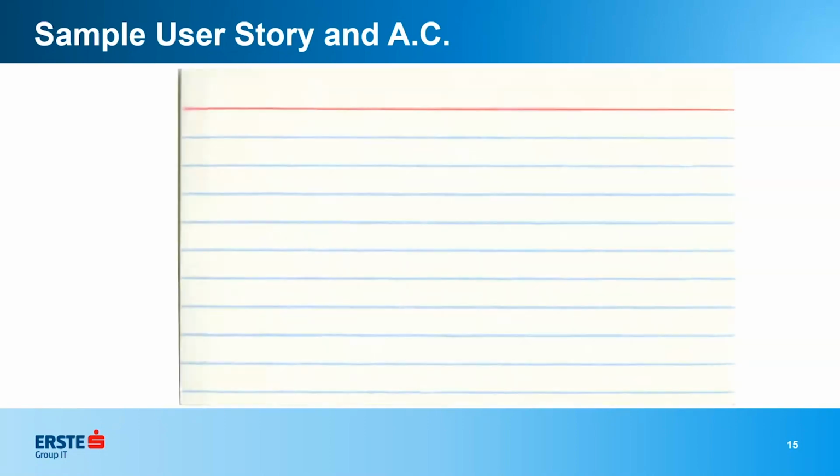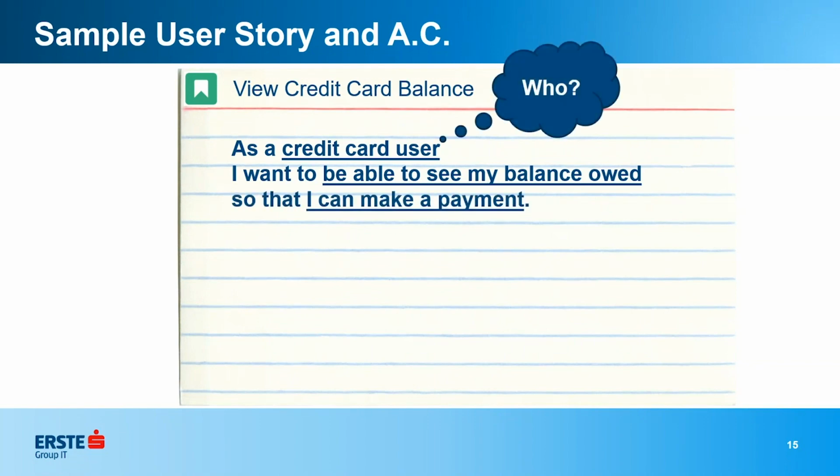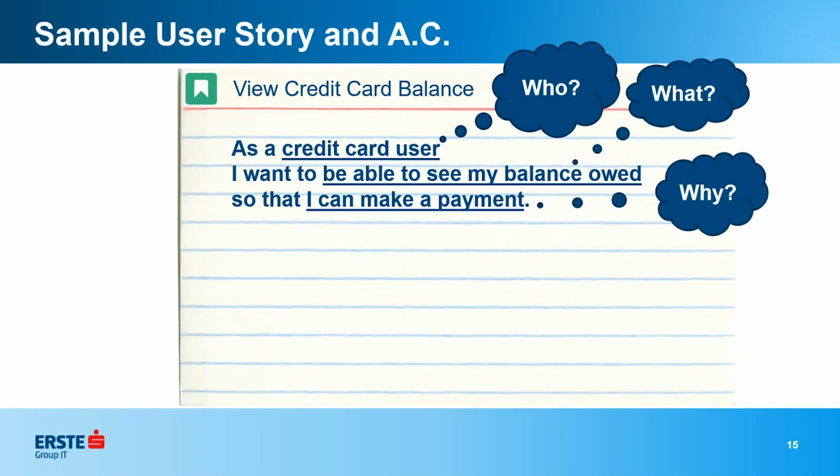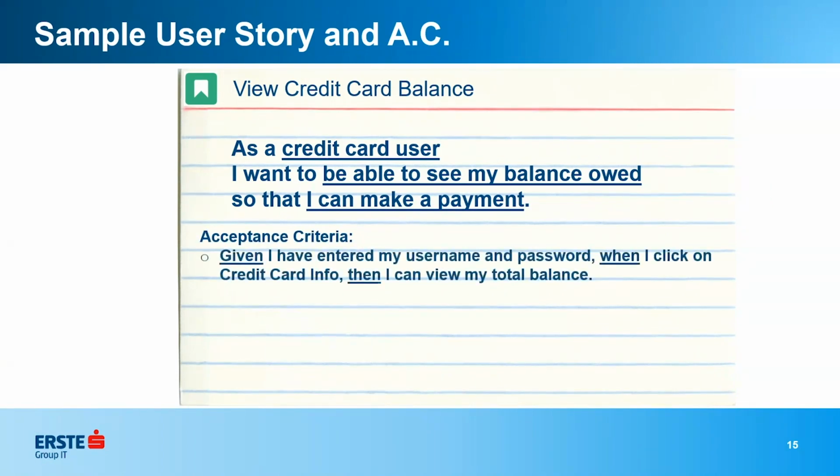Okay, good. So a sample user story is like view credit card balance. As a credit card user, I want to be able to see my balance that I owe so that I can make a payment. So here you have the who, the what, and the why. And then I want to have some acceptance criteria. Given I have entered my username and password, when I click on credit card info, then I can view my total balance. So that's something completely easy that someone who's doing the testing can make an automated test case out of.